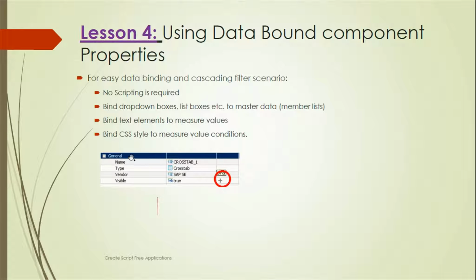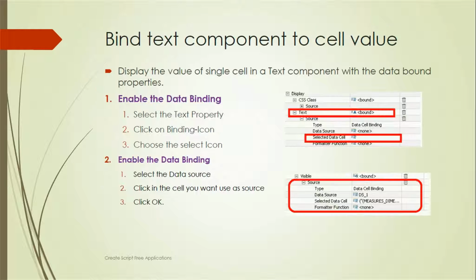These are general properties, where if you look at visible, there is a data binding option. This is the third column which is available. If you click on this plus icon, the data binding options are enabled, and it will ask us to assign the values. Now how can we enable this? Suppose this is a text property and we want to assign some data cell.